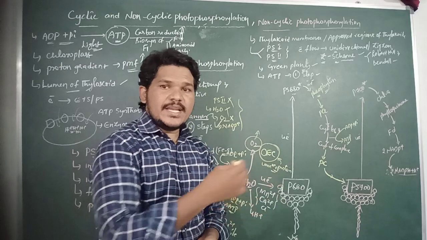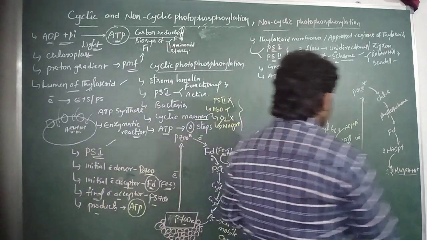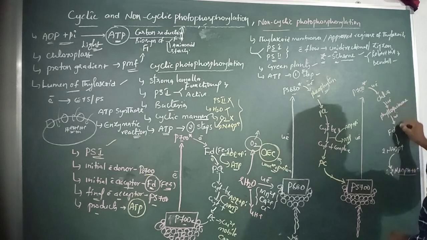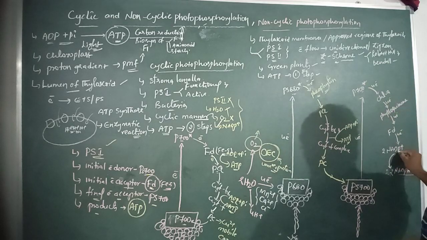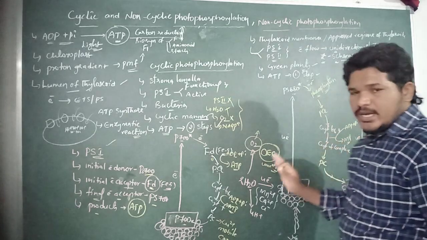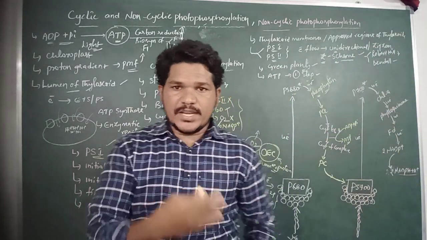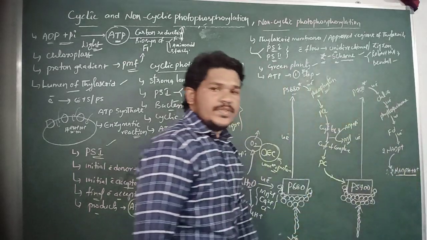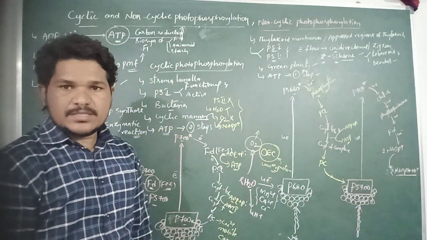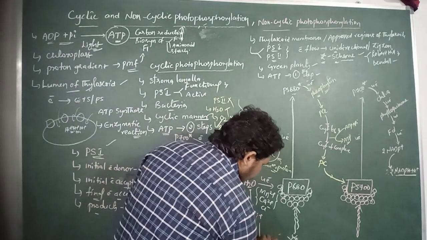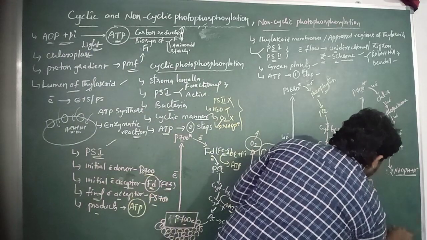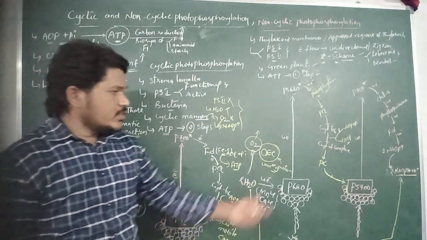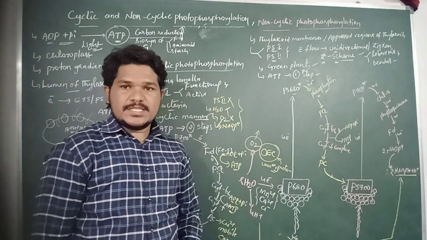So here in the non-cyclic photophosphorylation, finally the electrons are accepted by the NADP+. So here it accepts the electrons and protons. Here the NADP+ is further reduced as NADPH, H+. So here the released protons from the water molecule are further utilized for the reduction of NADP+ into NADPH, H+.